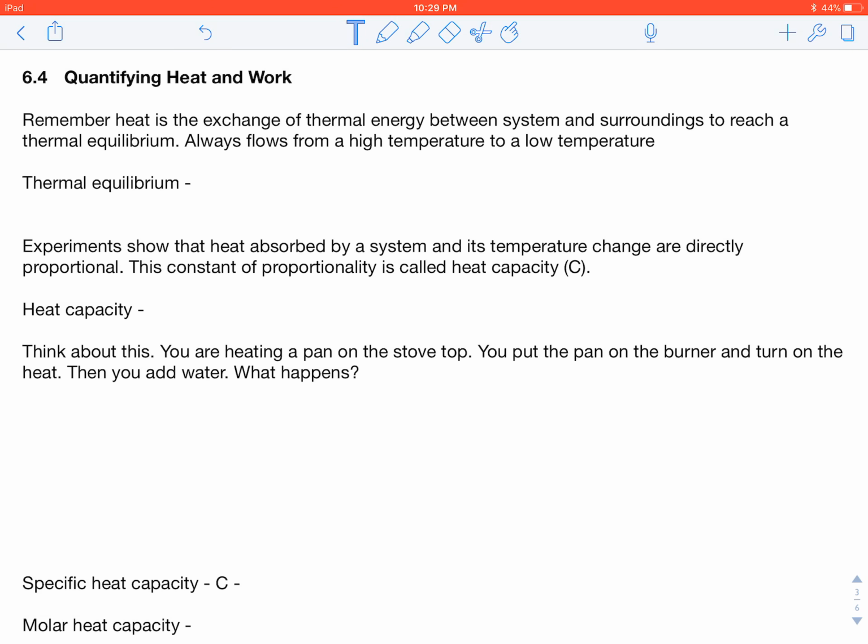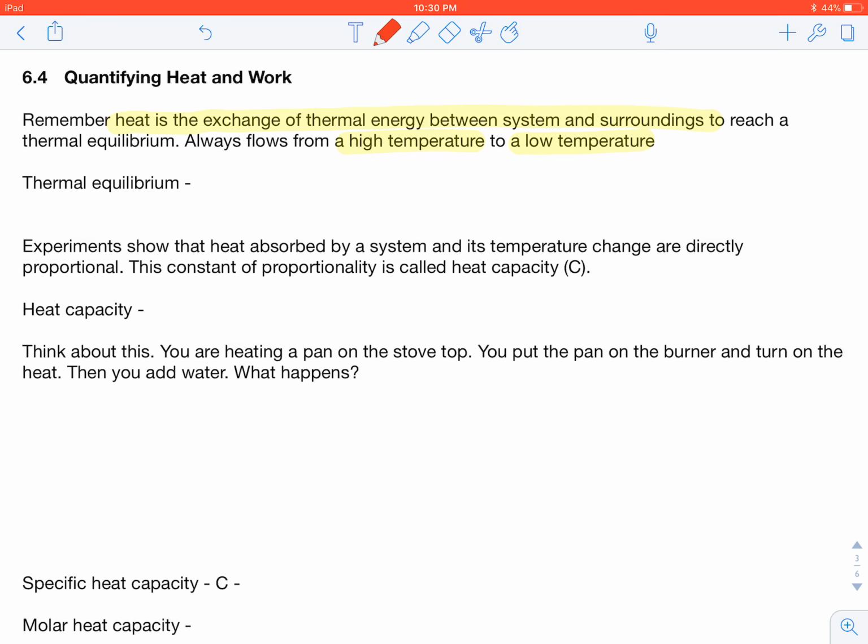So working on 6.4, Quantifying Heat and Work, first off, we need some basics, and we need to remember that heat is the exchange of thermal energy between a system and surroundings, and we're trying to reach a thermal equilibrium. We'll define that in just a second, and I want you to always remember that we're going from a high temperature to a low temperature. So that brings us to thermal equilibrium.